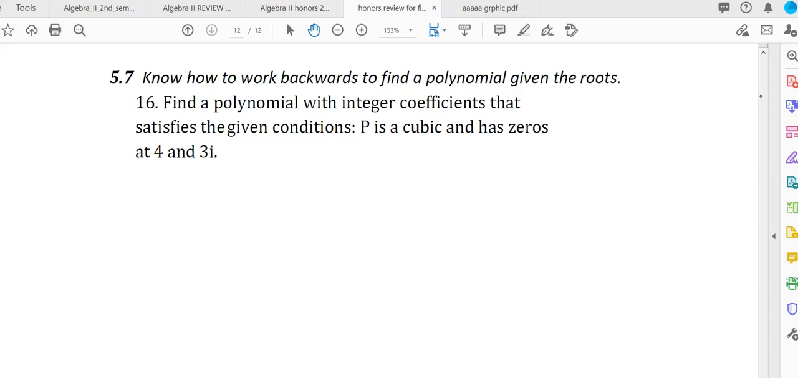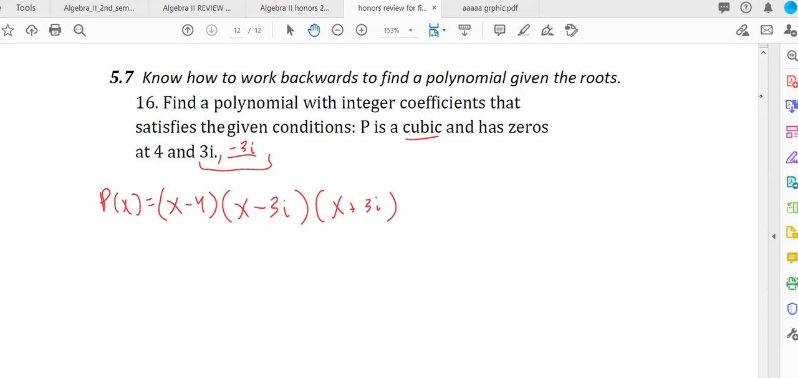Work backwards, so 4 and 3i, so the other solution would have to be negative 3i because there's 3 solutions there, it's a cubic. And these always come in pairs, so that's called a complex conjugate. So this would be x minus 4, this p of x or some f of x or something, times x minus 3i, that's the second one, and then x plus 3i.